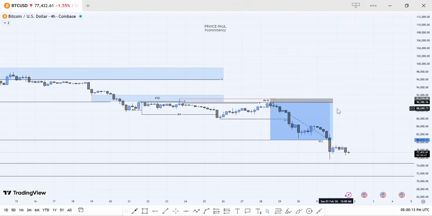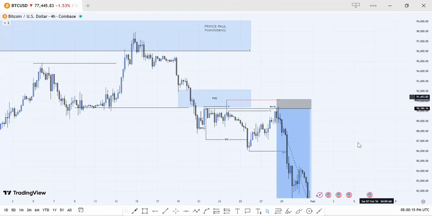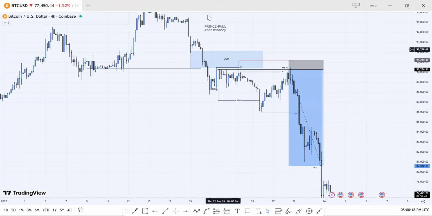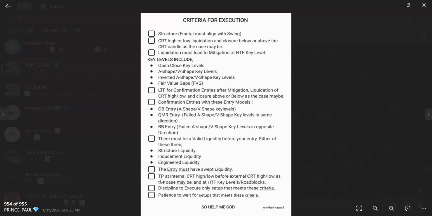Now, if we head back to the criteria for execution, if you can remember, I said we always want to target the internal CRT before the external. So TP at internal CRT high or low before external CRT high or low, as the case may be. And we also put our TP at higher time frame key levels or roadblocks. So that was why our TP1 was at the internal CRT low, then our external CRT low becomes our what? TP2.